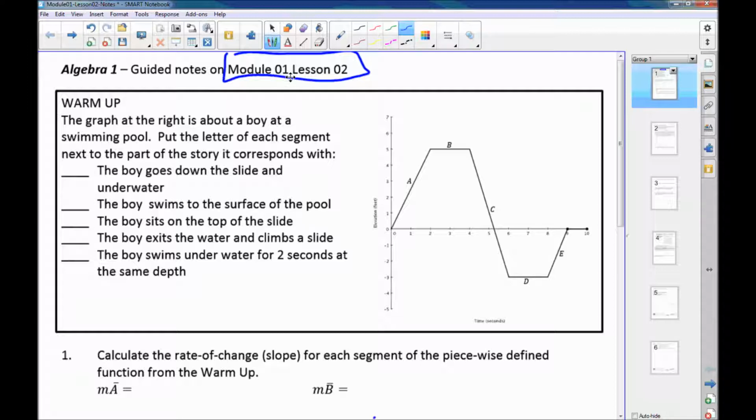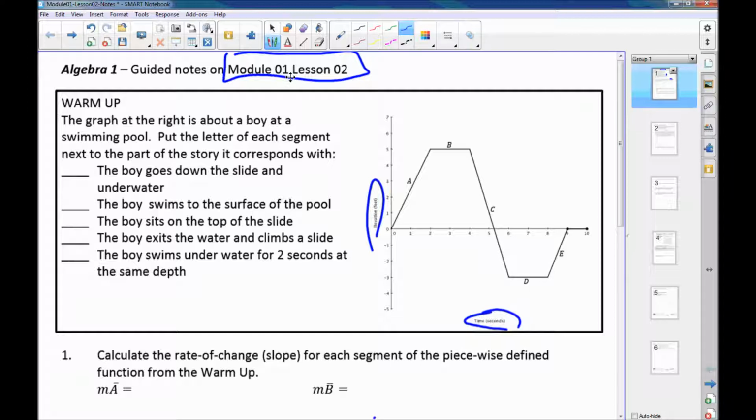We have the distance or the elevation in feet here for the y-axis. We have our time in seconds. Okay, and our parts of the story go like this. The boy goes down the slide and underwater. The boy swims to the surface of the pool. The boy sits on the top of the slide. The boy exits the water and climbs the slide. The boy swims under the water for 2 seconds at the same depth.